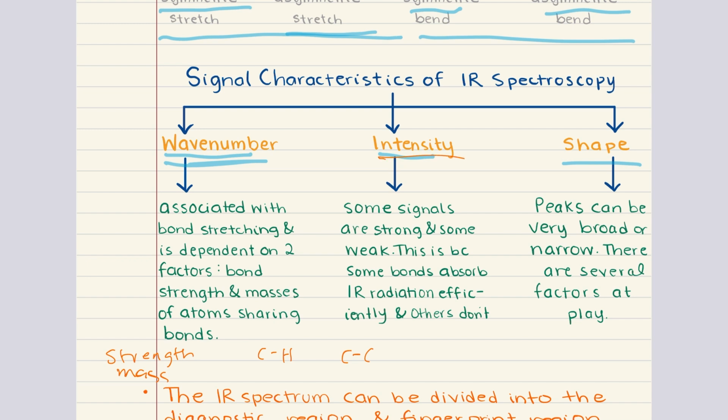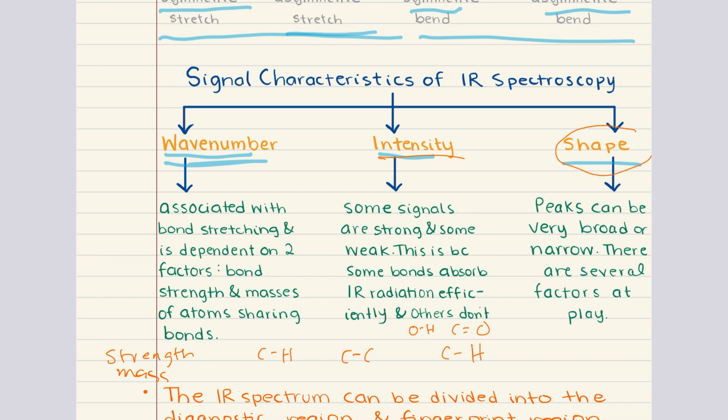Next is intensity, which refers to how strong or tall a peak appears on the spectrum. Some peaks are very pronounced, while others are faint, and this depends on how effectively a particular bond absorbs light. Bonds with a larger change in a dipole moment during vibration, like an oxygen-hydrogen bond or a carbonyl bond, tend to absorb strongly. This is in contrast to bonds like a carbon-hydrogen single bond, which undergoes smaller dipole changes and may show weaker absorptions.